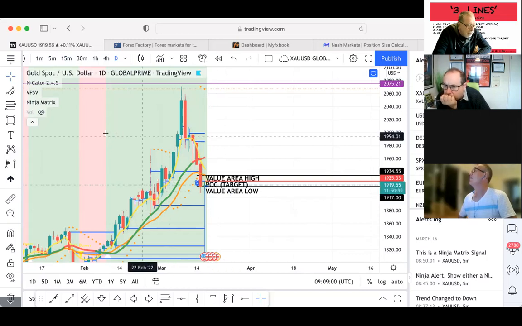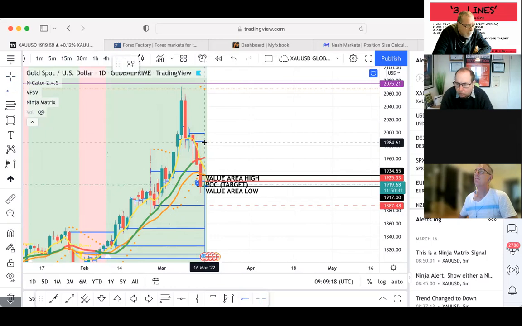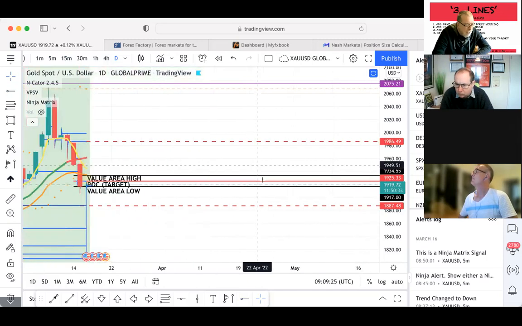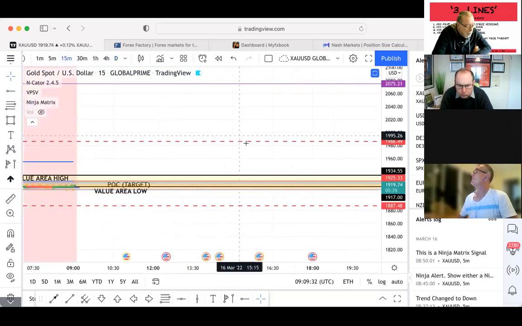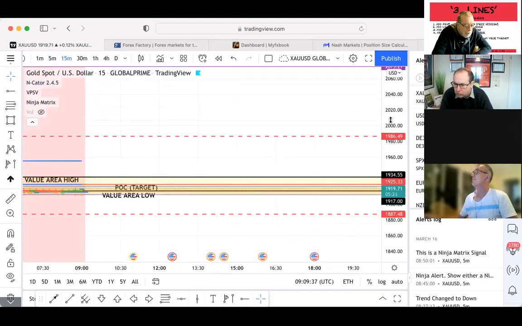I bear those in mind, and it might be a good idea to put a horizontal ray on this and just say, instead of making that a solid line, we'll make it a dashed line, and same up there. You could mark that just roughly, and those are a couple of other targets that we could aim for. So we go back to the 15-minute chart. There we go. So we've got another potential area of interest.